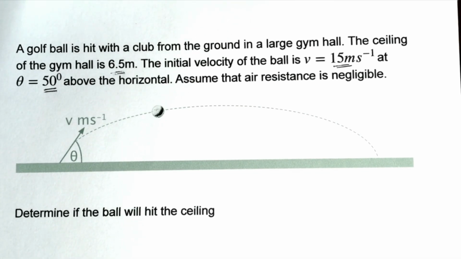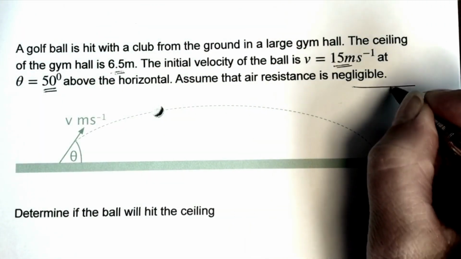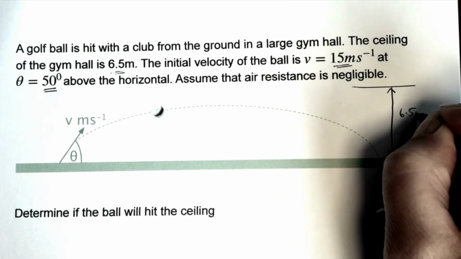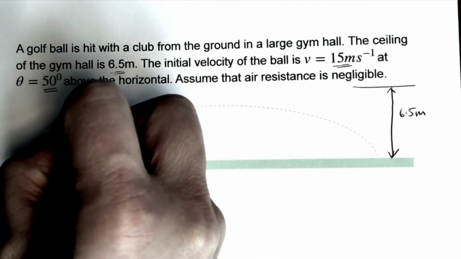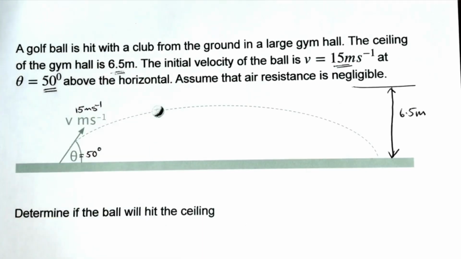Okay, so rule number 1 is to draw a diagram. Some exam questions may already have a diagram you can annotate. In some exam questions, you would have to draw one from scratch. In this case, we have a diagram we can annotate, so let's do so just now. The first piece of information tells us that the ceiling of the gym hall, let's draw a ceiling here, is 6.5 metres. So let's pop that in. The initial velocity of the ball is 15 metres per second and at 50 degrees. Is there anything else you want to add there?